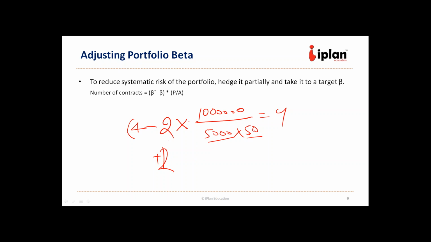As simple as that. So if I want to adjust the portfolio beta, I want to reduce this. Let's say I want to reduce this to 0, close to 0.